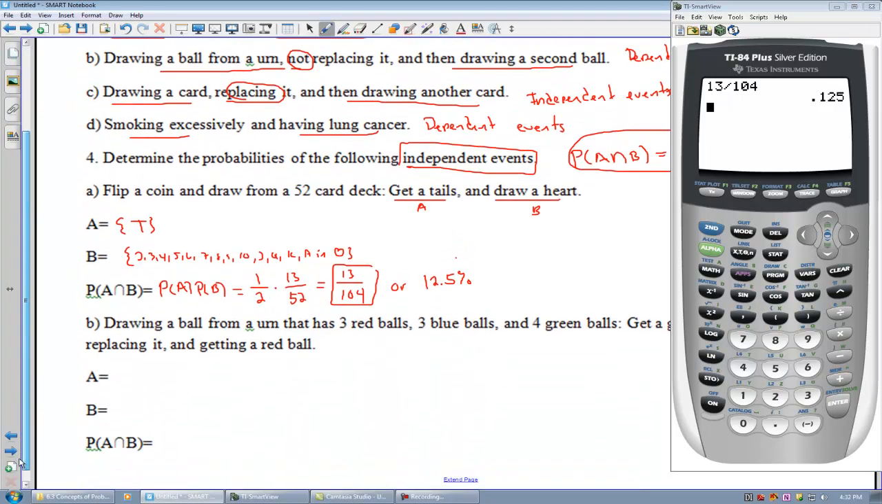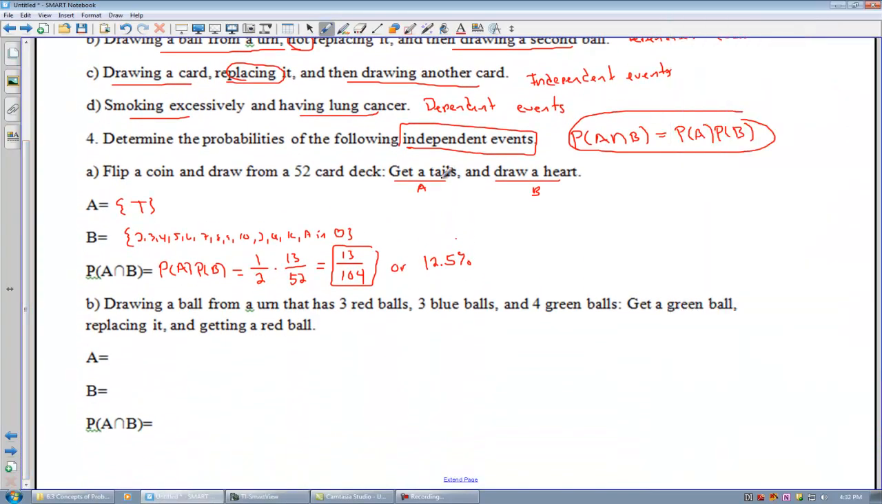Okay, on the next one, what are we doing? On this next one, we're drawing a ball from an urn that has 3 red balls, 3 blue balls, 4 green balls, and here we have 2 events. We get a green ball, I replace it, and then get a red ball. Okay, so event A is what? Just getting a green ball. All right, so we have a green ball here on the first draw. And then on the second draw, what do we have? Well, we have getting a red ball. Right? So we have a green ball and we have a red ball.